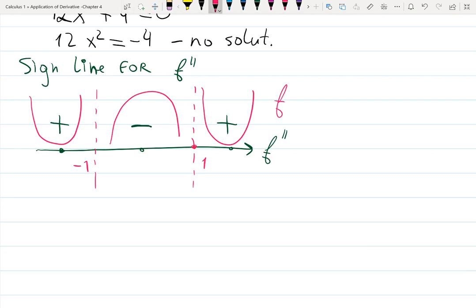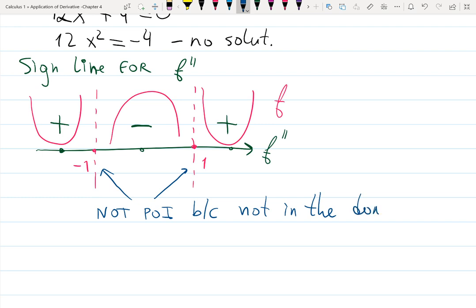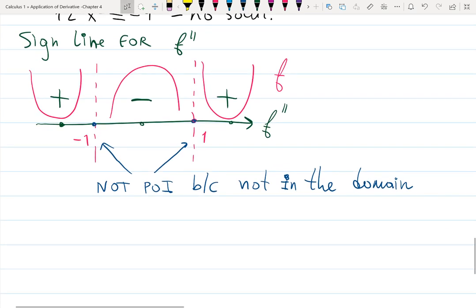Now, what should you claim about negative 1 and 1? Are you yelling it's points of inflection? No, I just repeated so many times. They're not. I will point out again. Not points of inflection because they are not in the domain. Now check with your textbook. Some of them might claim that it's fine to call them points of inflection, but most of the books agreed to call points of inflection only the points that change the concavity but also are in the domain. And those two are vertical asymptotes. So excuse me, they are not in the domain.